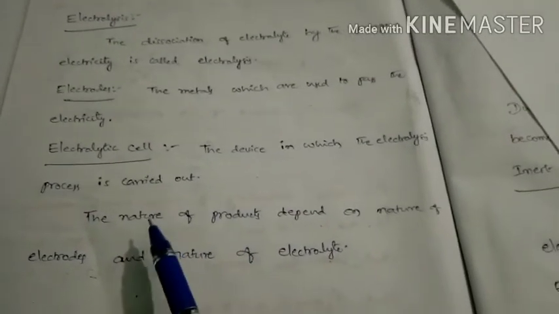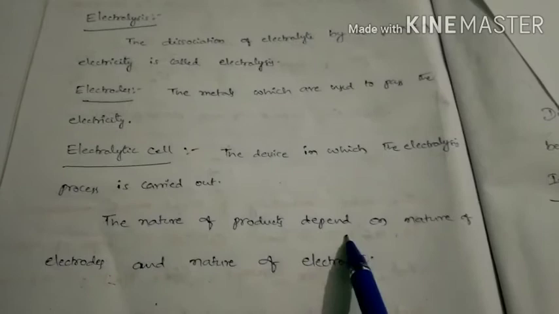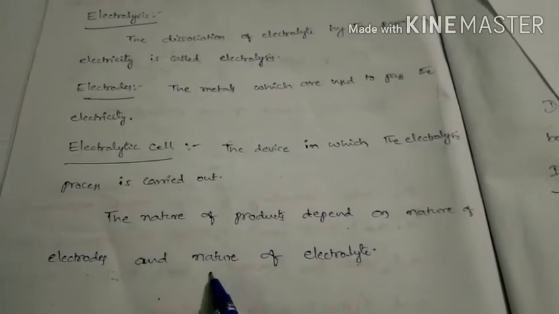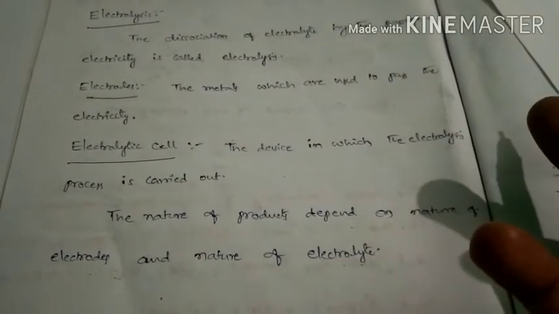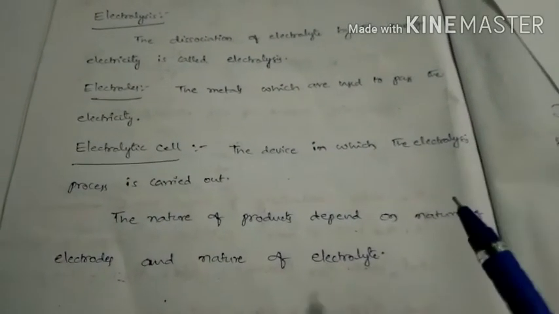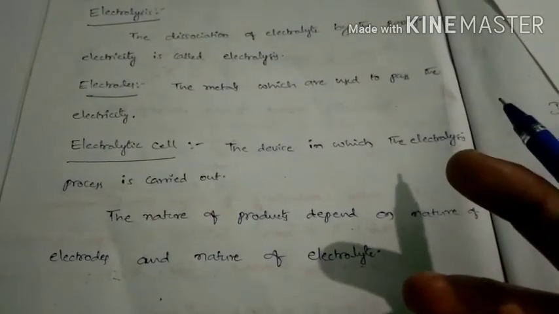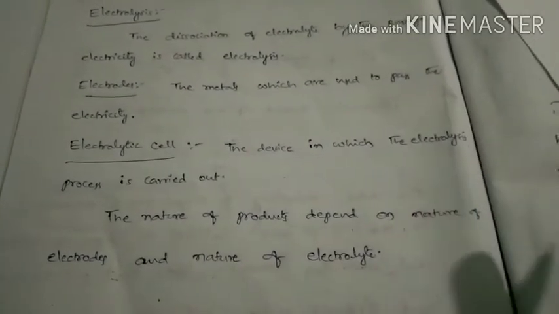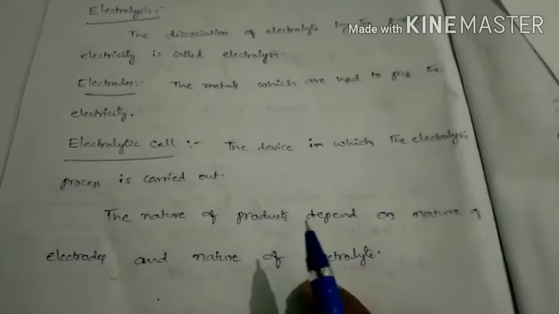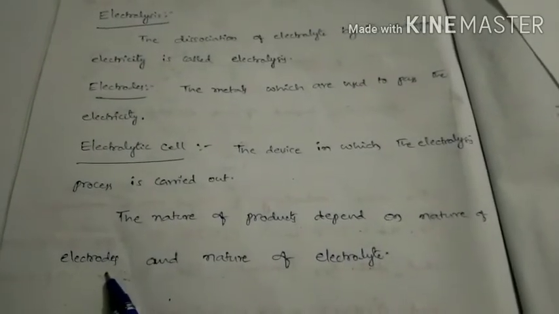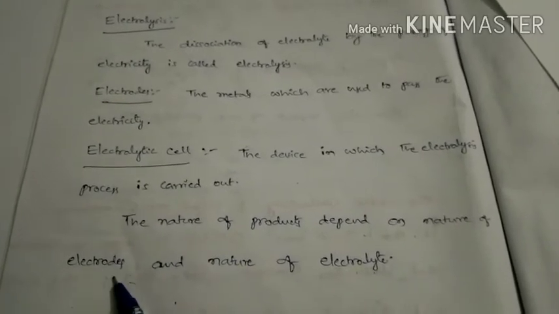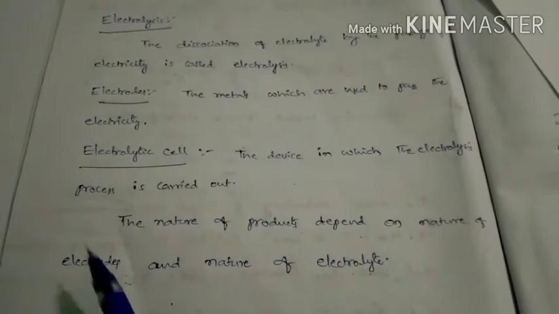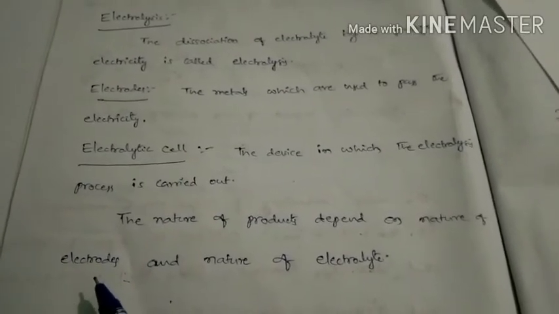Next, some more points are there. The nature of products depends on the nature of electrodes and the nature of electrolyte. That means if you take aqueous electrolyte or if you take molten electrolyte, then we will get different products. We will not get the same products. That depends on the nature of electrolyte. And one more point, if you take different electrodes, then also we get different products. Next one. Now we have to discuss types of electrodes.